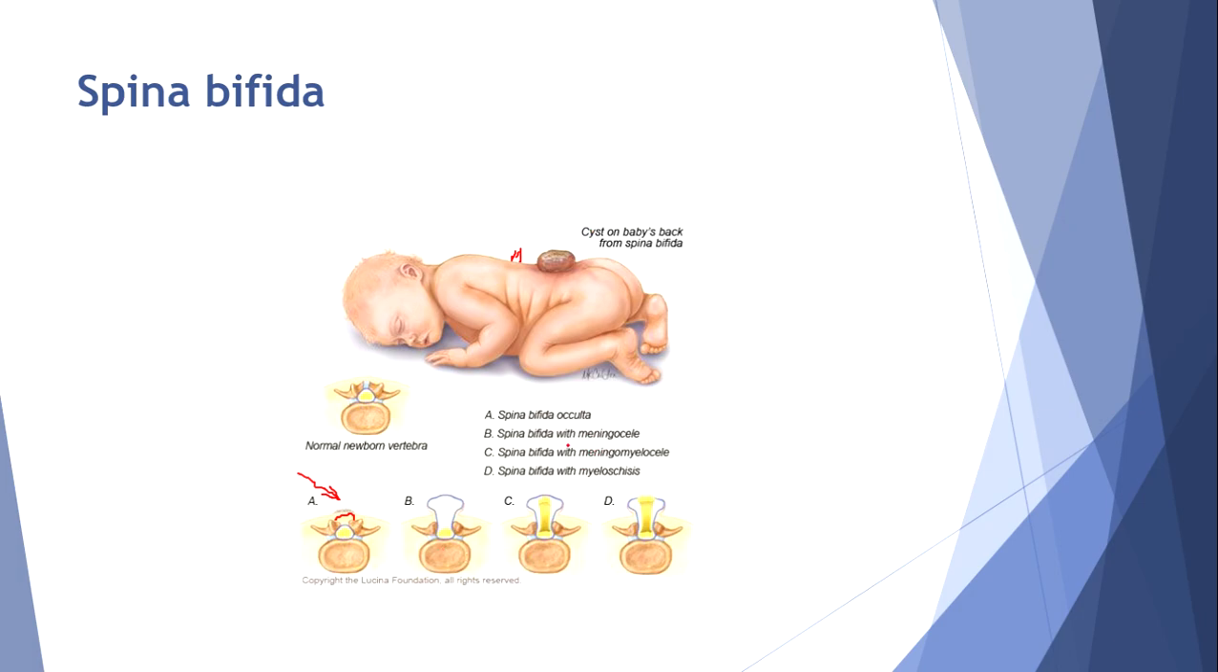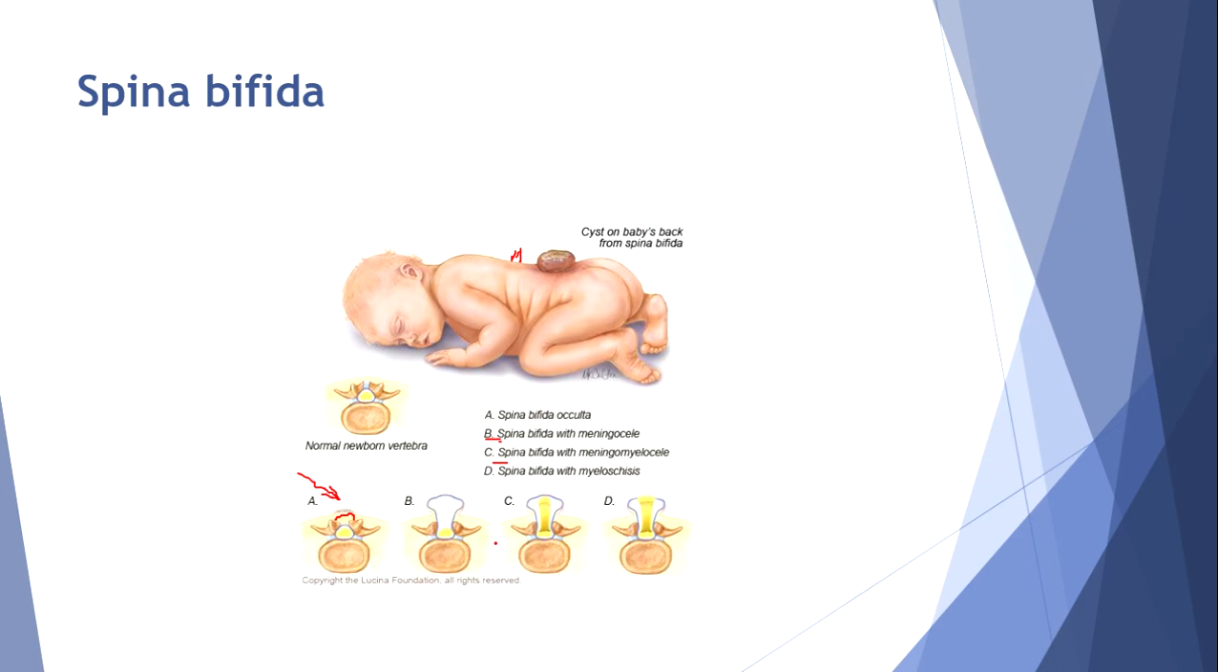So here we see on the picture B, spina bifida with meningocele. We see protrusion of only meninges, and on the next picture we see parts of the brain, spinal cord go through this hole in the arches of the vertebra.